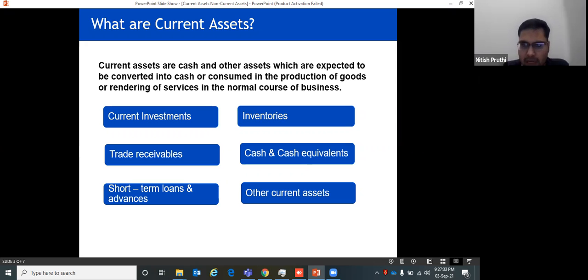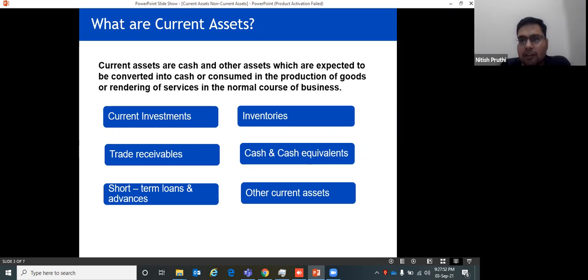Now we'll come to the various components and the concept of current assets. You will be able to understand with better clarity with the help of these components and the related examples. So generally when we talk about components of current assets, it has 6 parts. Number one is current investments.